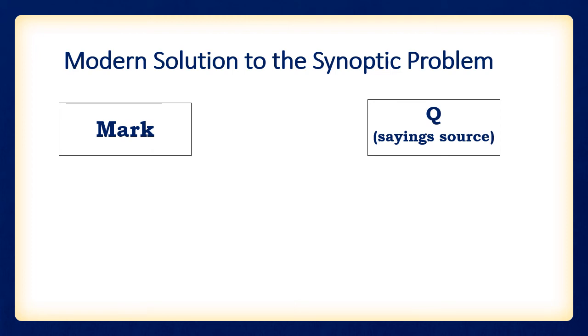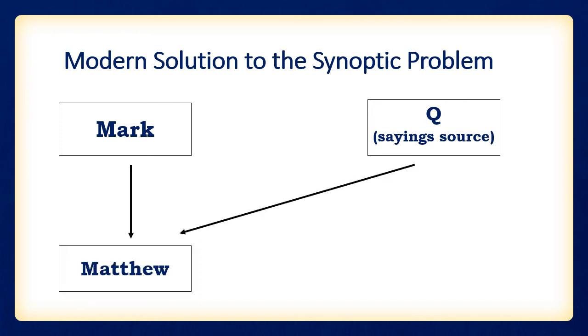So under this theory, Mark writes, and he doesn't have access to this sayings source, or if he does, he doesn't use it. But Matthew writes second. He uses Mark's basic outline, and he plugs in material from this sayings source where it's appropriate. And then he's got some of his own material too. If he were a disciple, he had some eyewitness material.